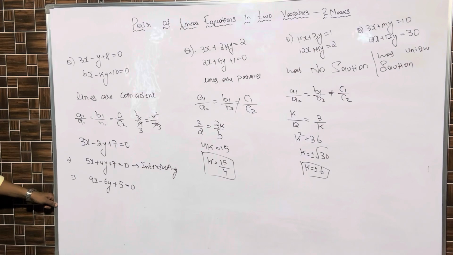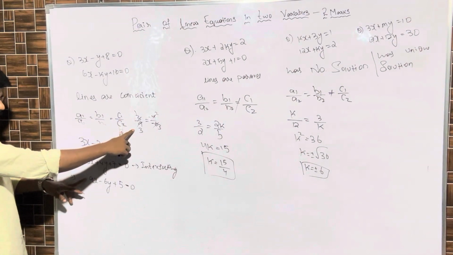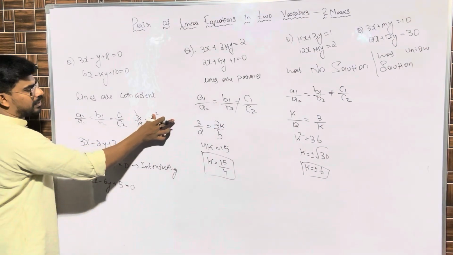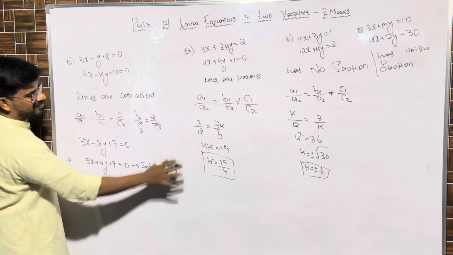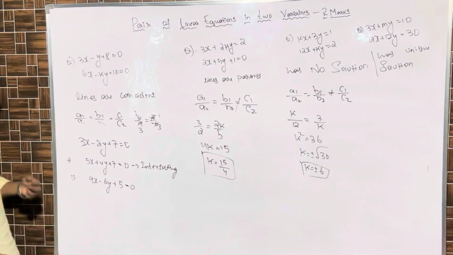1 minute. What went wrong, 1 minute. 3 by 9, okay. Minus 2 by? Okay. This one. Yeah. Now, is it right?